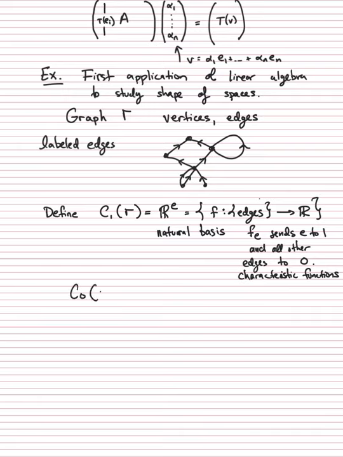And we do the same thing for the vertices. So we have C0 of gamma, which is R to the V, so functions on the set of vertices to R. And now there's a natural linear transformation which goes from C1 to C0.